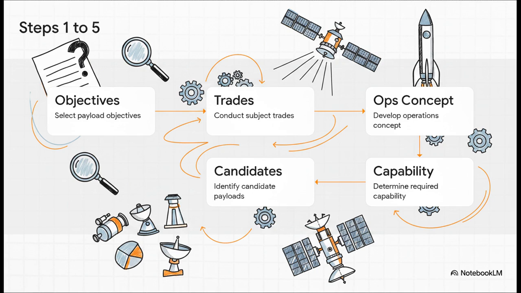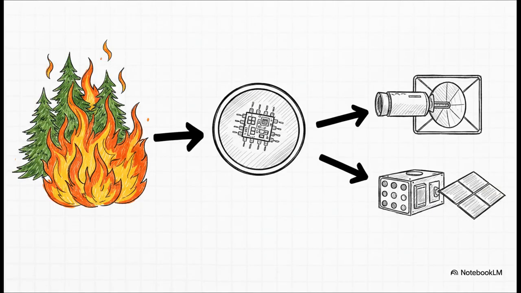Basically, these first 5 steps take us from a completely blank piece of paper to figuring out exactly what our payload must output and what hardware might actually be able to do the job. Let's ground this in a hypothetical example, the FireSat-2 mission for tracking wildfires. We don't just say, hey, let's go find fires. By step 2, we defined our exact subject trait.